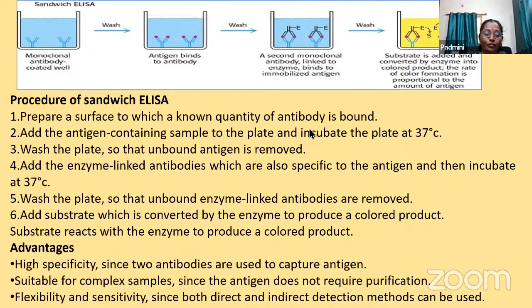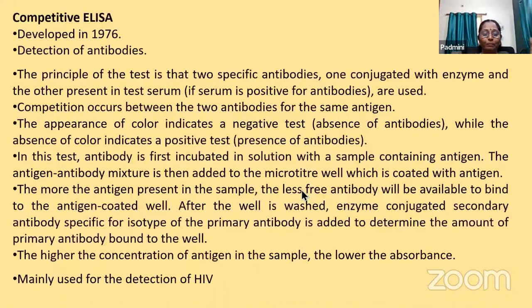So what are the advantages here? It is highly specific, since two antibodies are used to capture the antigen. It is suitable for complex samples since the antigen does not require purification, and there is flexibility and sensitivity in both direct and indirect detection methods. So that is the sandwich ELISA method.